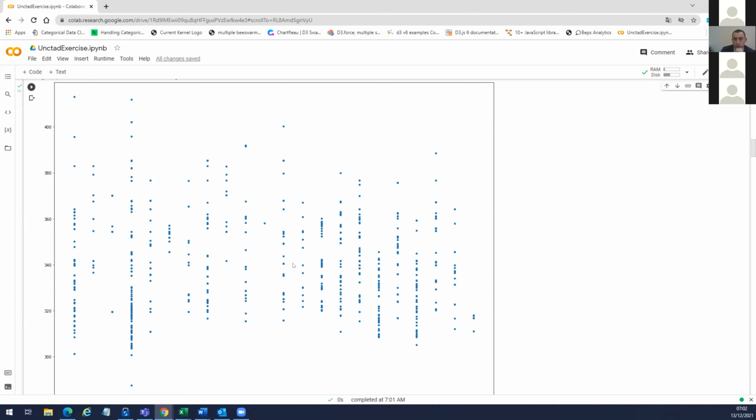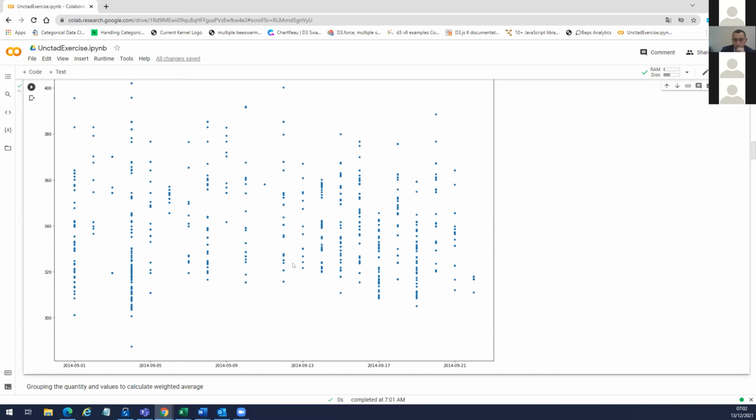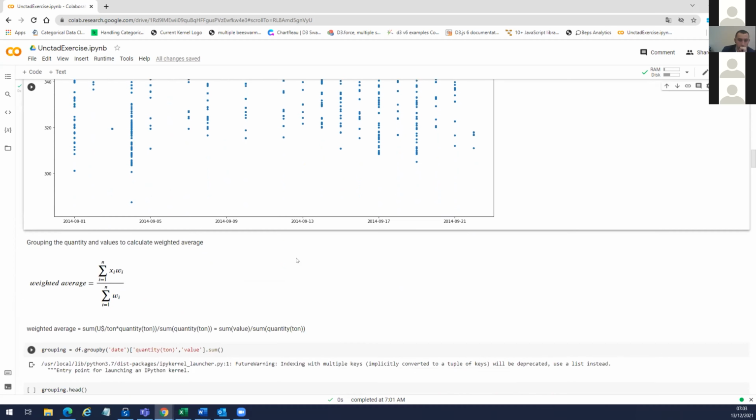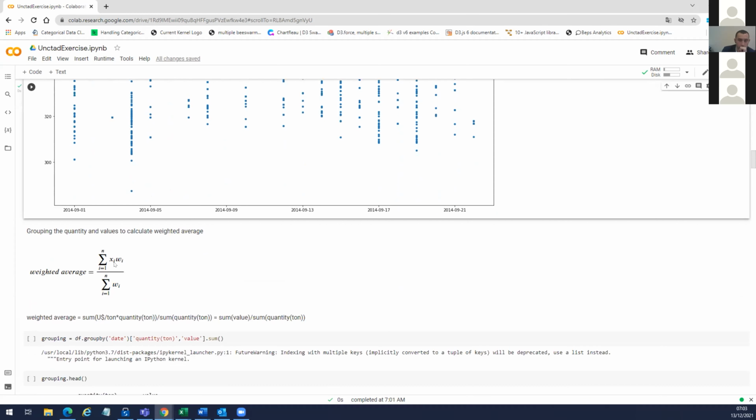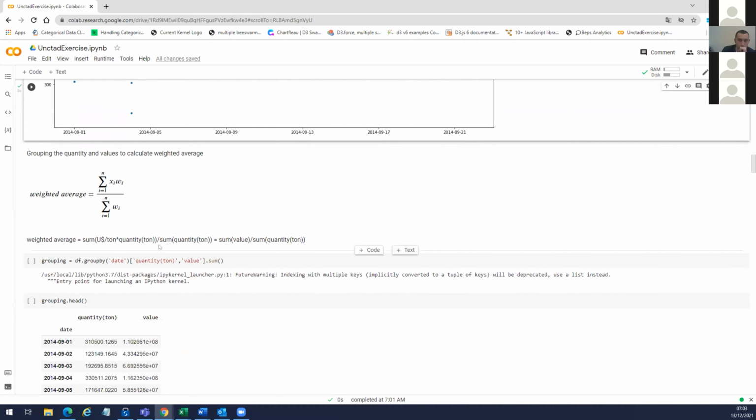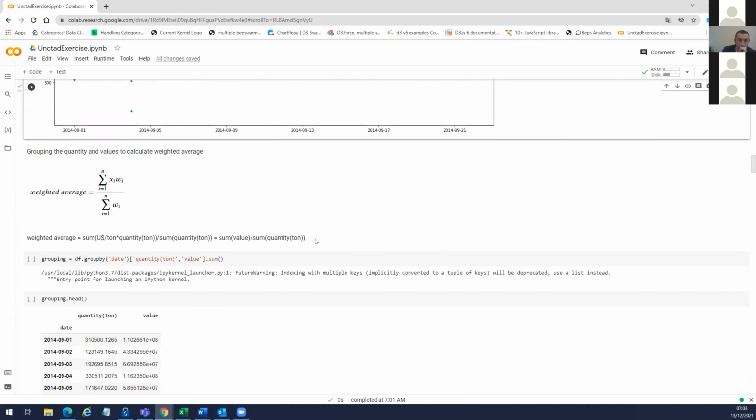Now that we have the prices, we are going to calculate the quantity weighted average. Here we present the formula for the weighted average. It is the sum of the multiplication of the quantity by the price, divided by the sum of the quantity. This is the same as taking the sum of the operation value divided by the sum of the quantity. And that's what we are going to do in the next cells: the sum of the value by the sum of the quantity in tons.